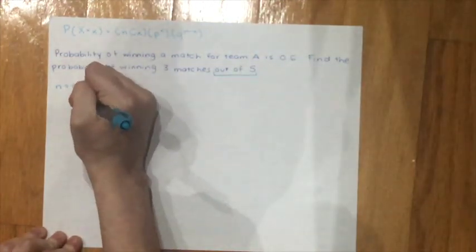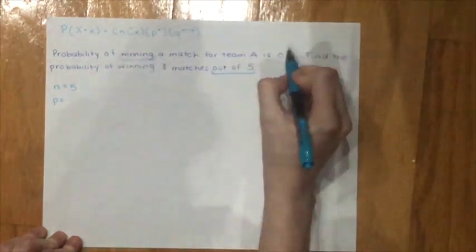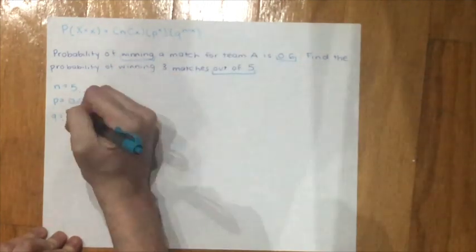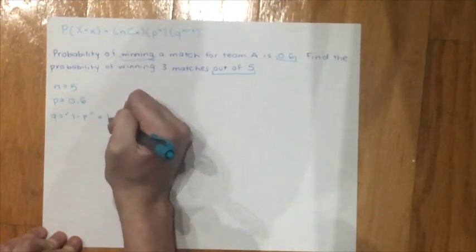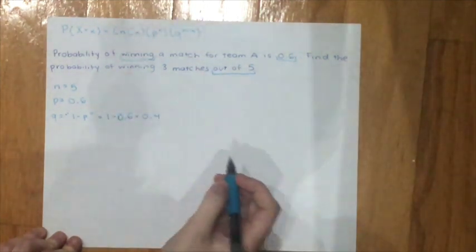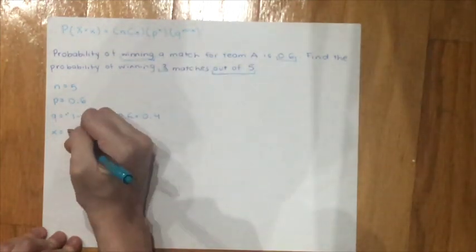So our total events are 5. Our probability of winning is 0.6, as the problem says. Now our Q we find with 1 minus P. So 1 minus 0.6 is 0.4. So our Q is 0.4. Finally, our X is winning 3 times. So our X is 3.